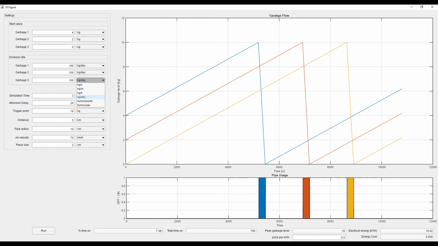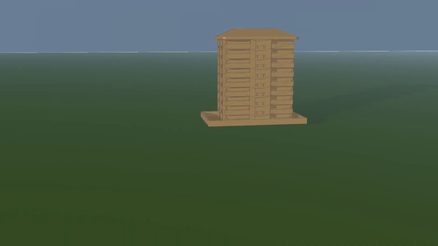Next up, we can decide how long to simulate the system. Below that, we can specify the minimum amount of time between emptyings of garbage. The next one is the distance the garbage is being transported. The pipe radius determines how much air needs to be pumped per second. And the next variable down is the velocity of that air. The simulator is very useful to see the response of the system to unusual and extreme scenarios. And to close this video off, we have made a 3D animation of our concept.